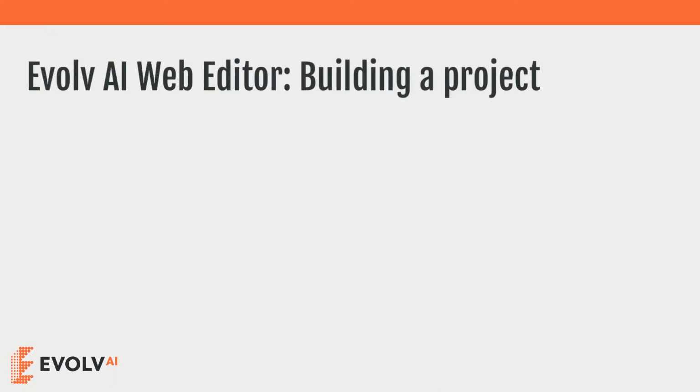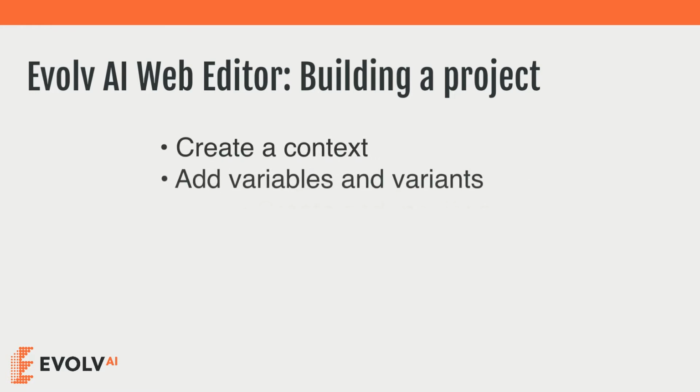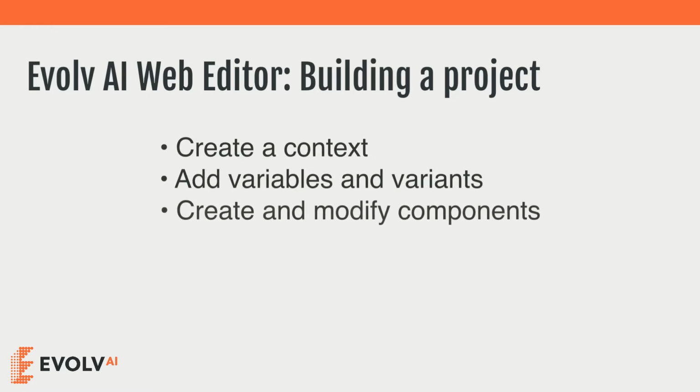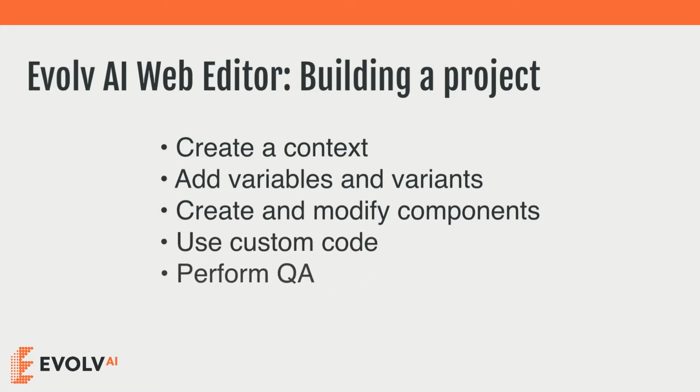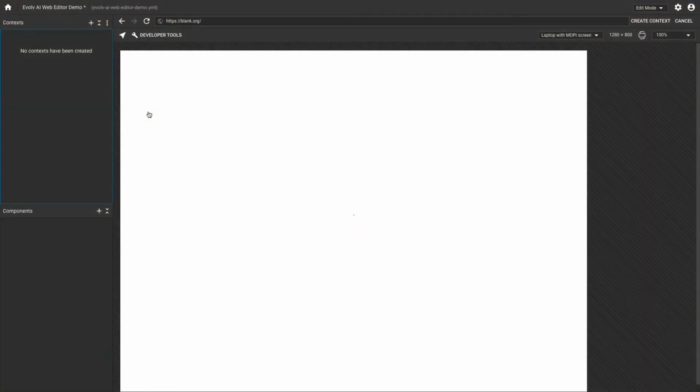Hello and welcome. In this video, I will show you how to use the Evolv AI Web Editor to build and test a simple project to optimize a website. We'll look at how to create a context, add variables and variants, create and modify components, use custom code, and verify your changes by performing QA. Let's get started. We'll go ahead and create a context to kick things off.